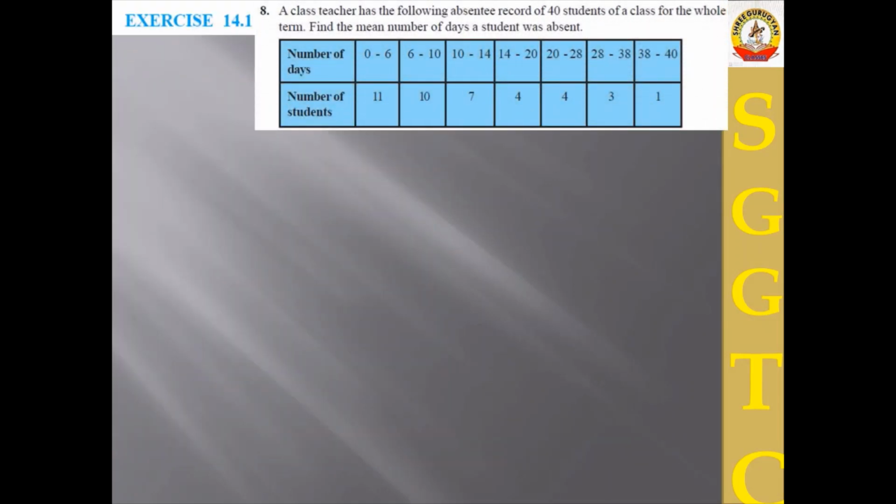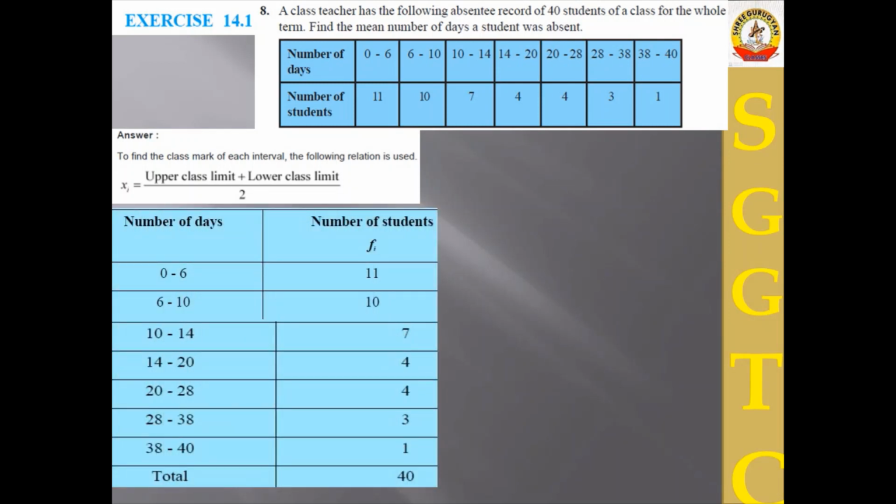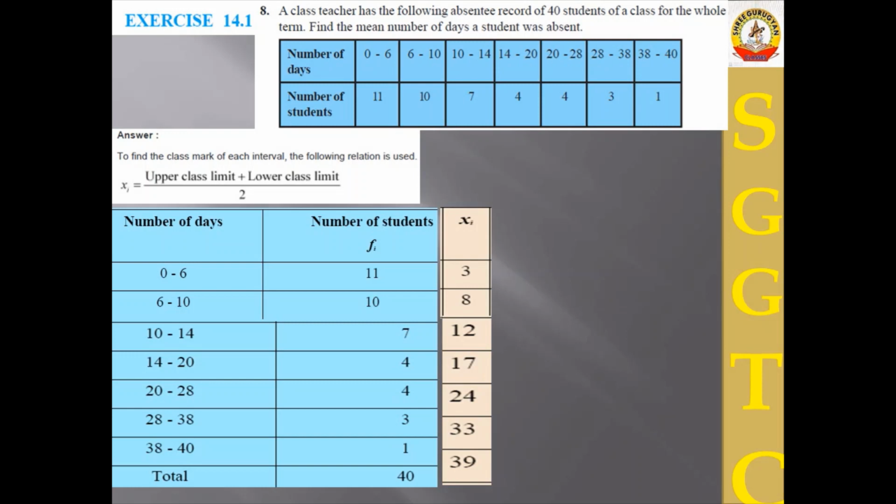14.1, same question. I am going to the 8th one now, number of the days and number of the students. Same apply: upper class limit plus lower class limit by 2, and your class length. Definitely, students, you check one of the 0 to 6, but 6 to 10 it is not the same. So I directly go to xi first.